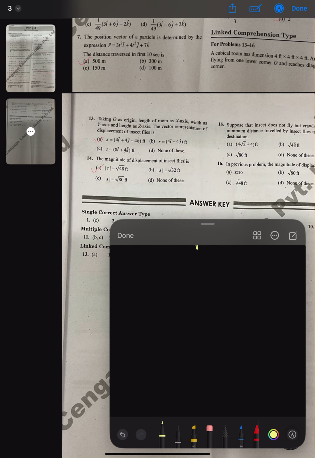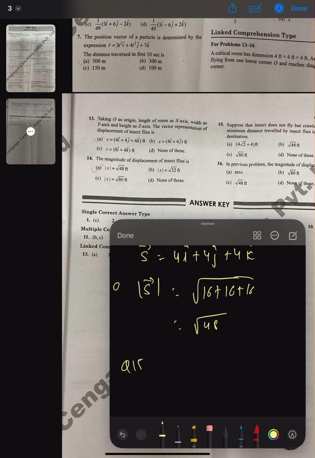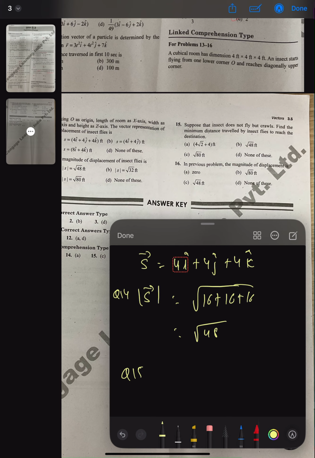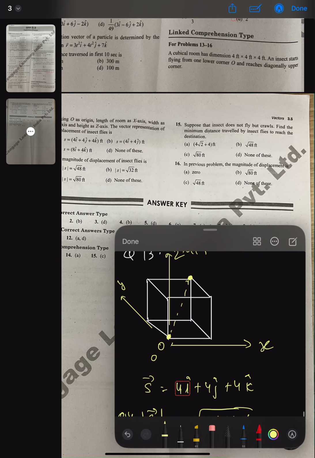Third question, question 15. This was question 14. Suppose that the insect does not fly but crawls. Find the minimum distance traveled by the insect to reach the destination. This is a very good question. It is saying the insect is not flying, it is only crawling. So what would be the minimum distance traveled by the insect?